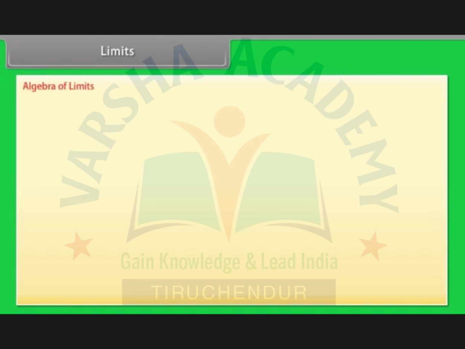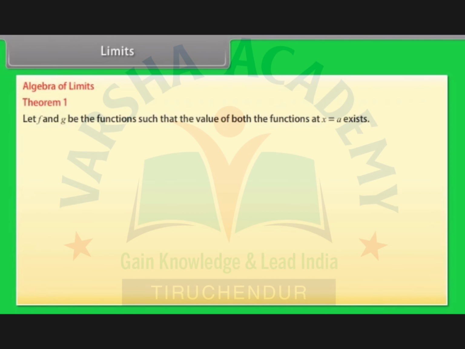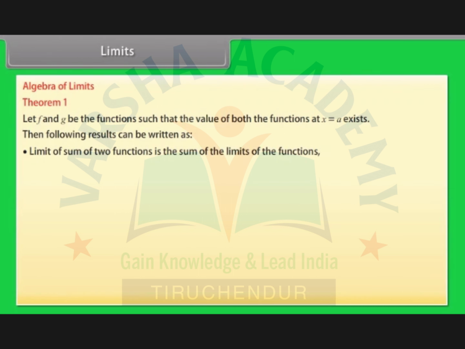Limits. Algebra of limits. Theorem 1. Let f and g be the functions such that the limit of both the functions at x is equal to a exists. Then, following results can be written as: limit of sum of two functions is the sum of the limits of the functions. Limit x tends to a of f(x) plus g(x) is equal to limit x tends to a of f(x) plus limit x tends to a of g(x).